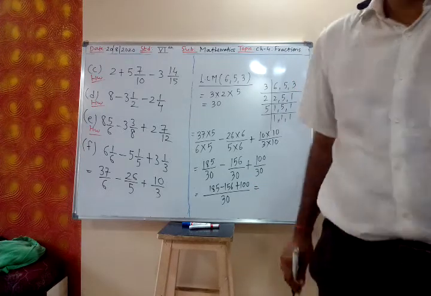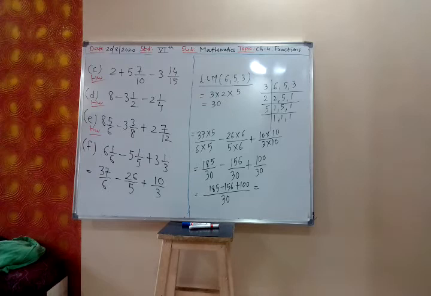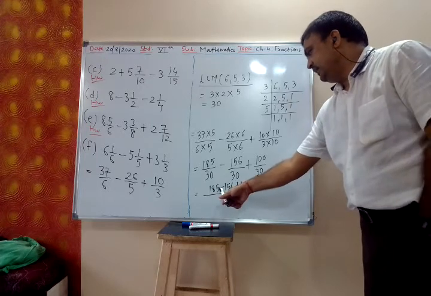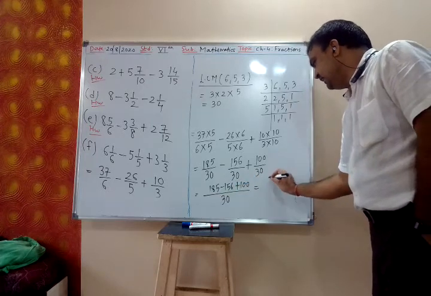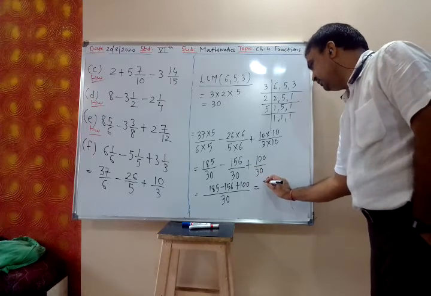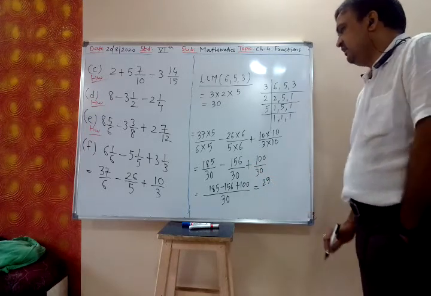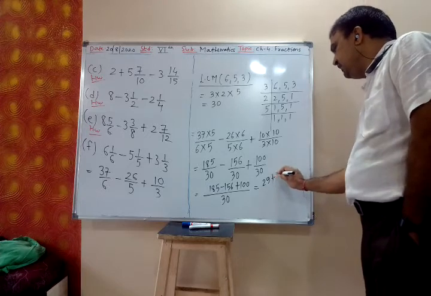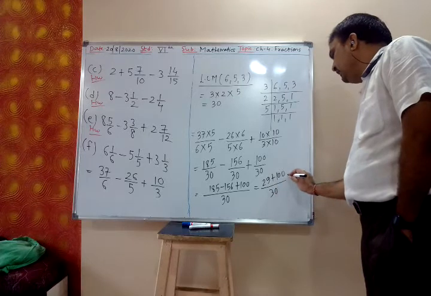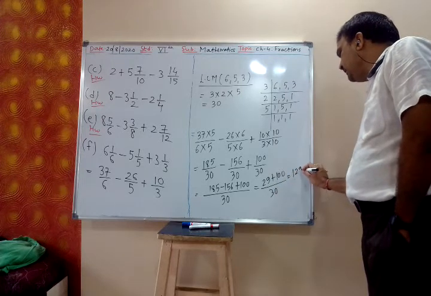185 minus 156. Simplify. 15 minus 6 is 9. 7 minus 5 is 2. So 29. 29 plus 100 upon 30. That is 129 upon 30.